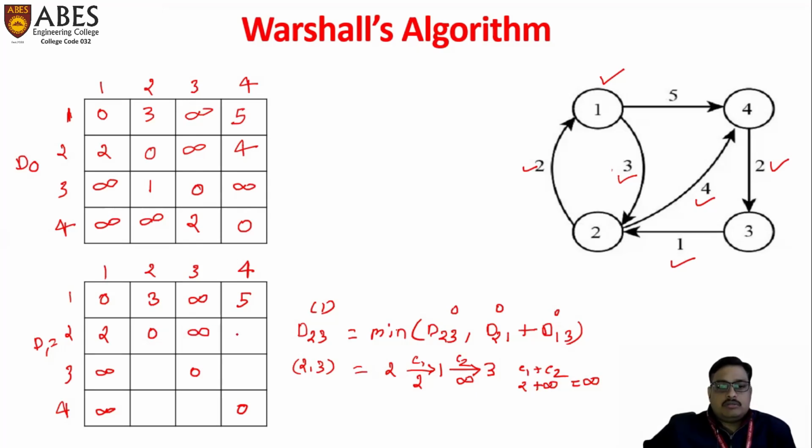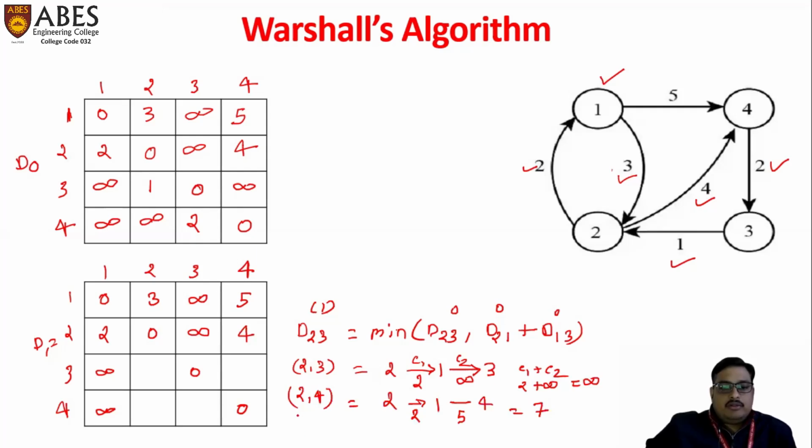Now come to D24. So to find out D24, we have to find out 2 to 1 and 1 to 4. So let us see 2 to 1, that is 2, and 1 to 4, that is 5. So we'll update. Now the value is 7. And the existing value of D24 is 4. It means we'll not update this value because we already have the minimum shortest value for this. So D24 will be 4 as it is. There is no change.